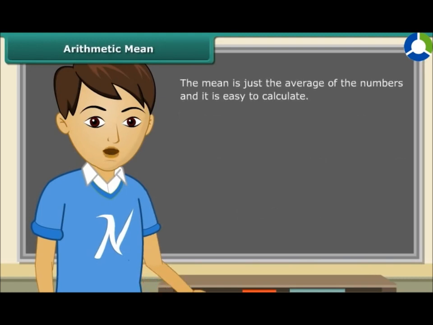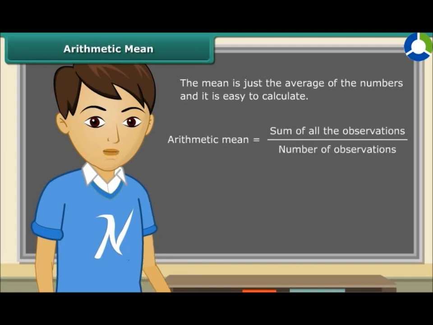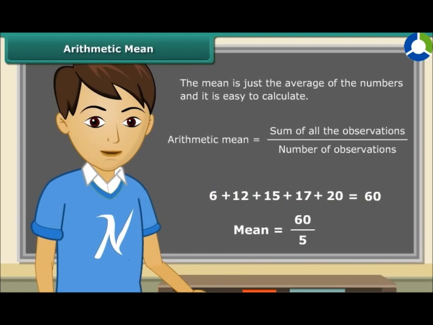The mean is just the average of the numbers and it's easy to calculate. Basically, mean is equal to the sum of all the observations divided by the number of observations. Let us calculate the mean of these numbers. Add up the numbers first. The sum of these numbers is 60. There are total 5 numbers. So, the mean is equal to 60 divided by 5, which equals 12. Therefore, the mean of the above numbers is 12.